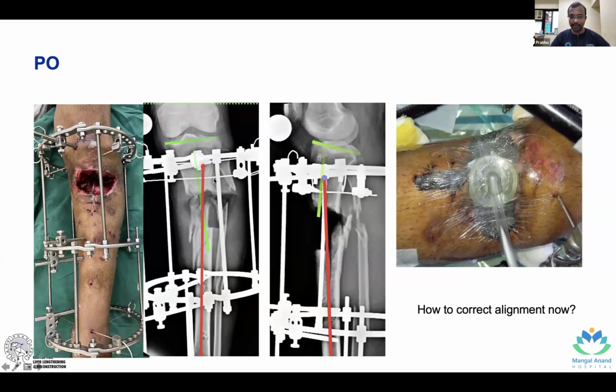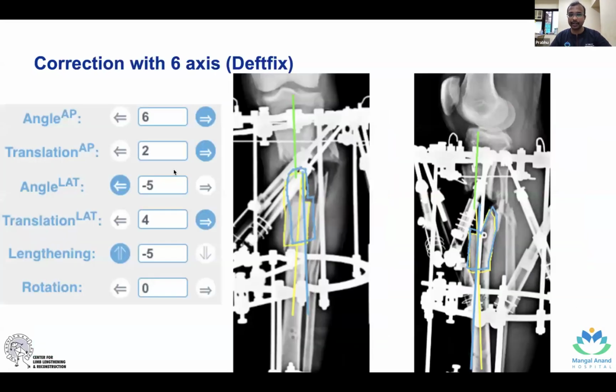See, in the AP X-ray, the proximal and the distal fragments are forming an angulation deformity. And in the lateral view, there is angulation as well as some translation deformity. The defect was treated with VAC. So there are 3 issues right now: one is to correct angulation as well as translation, and to fill the defect, meaning to do docking. So the plan was to do 6-axis correction.